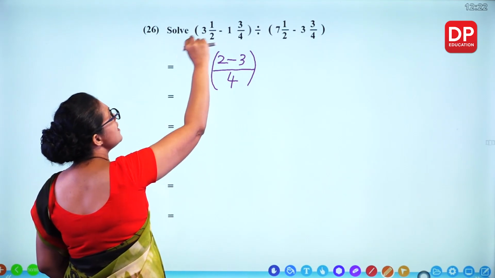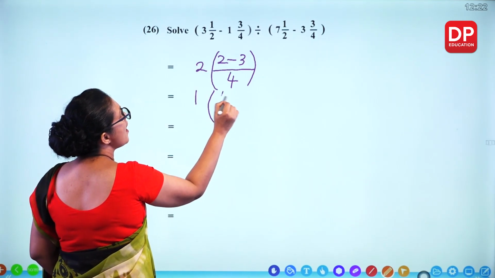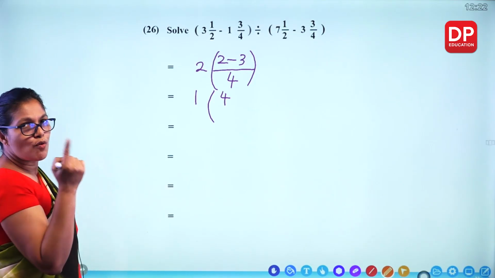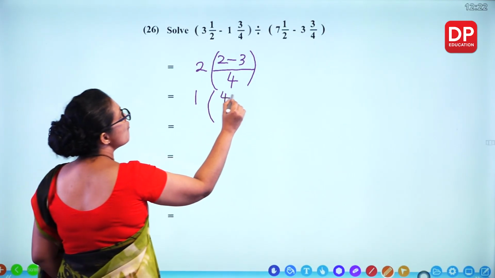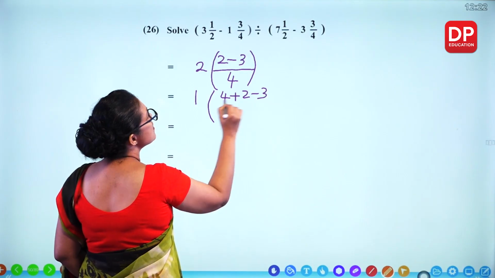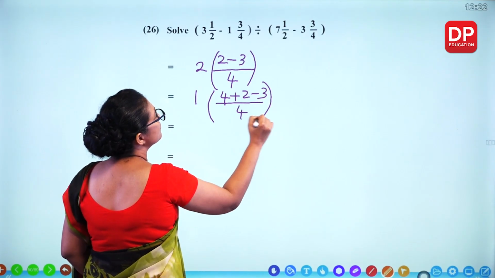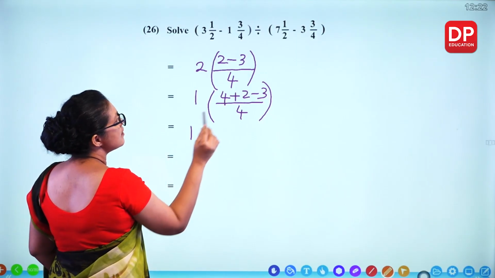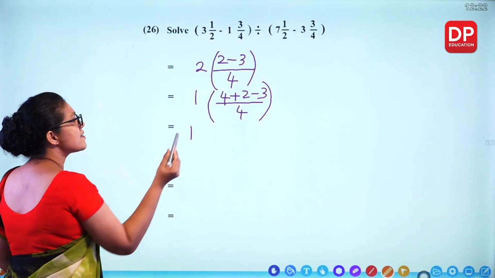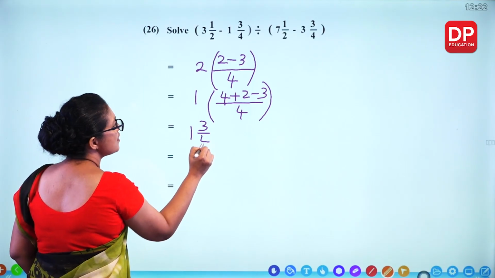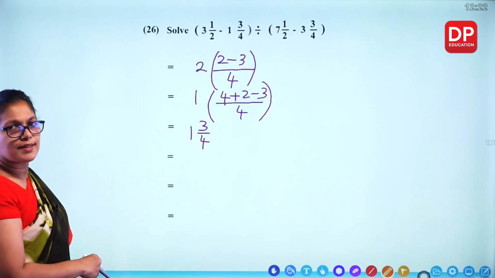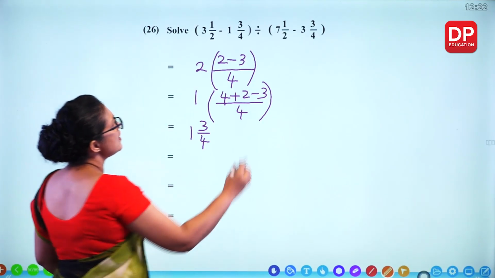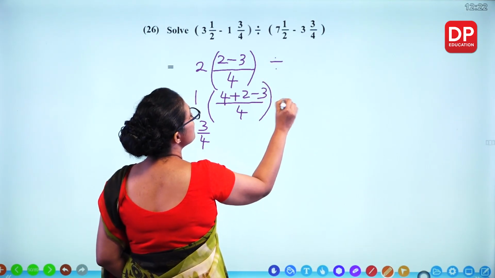When you take 1 inside, that means 4 parts we are taking. 4 out of 4. 4 plus 2 minus 3. So you get 1. 4 plus 2, 6. 6 minus 3, 3. So 1 and 3/4 for the first bracket. Now we'll do the next one. So this is division.